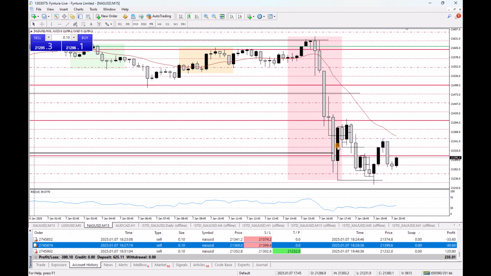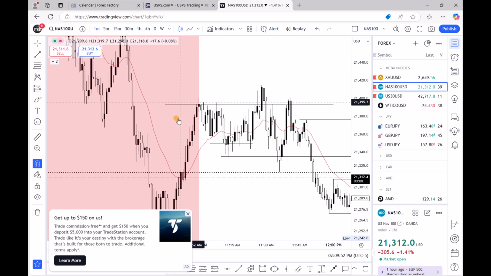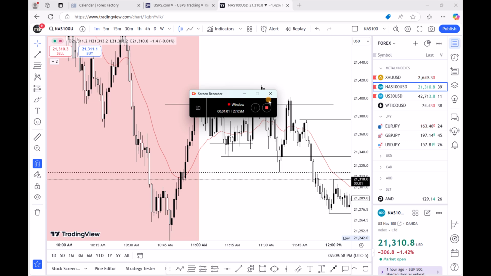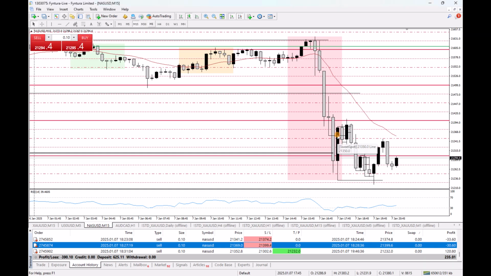a 15-minute pullback printed right here. I believe this is around 10:45. Yeah, it looked like 10:45. The 10:45 candle printed at 11. So once this 15-minute pullback printed, I'm like, all right, there's a 15-minute pullback. I do go for pullbacks.